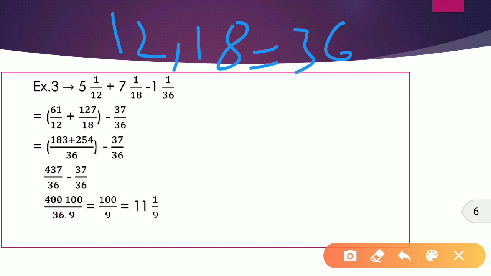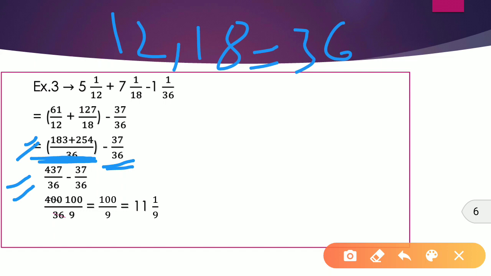Now as I have already told you how to solve this question, this will give you 183 plus 254 by 36, and minus 37 by 36 will be as it is. When you add this, you will get 437 by 36, and then the bracket will open, minus 37 by 36. Now first you have to add the rational numbers. You have already added the rational numbers and you got 437 by 36. After that subtract the rational number, which is 37 by 36.